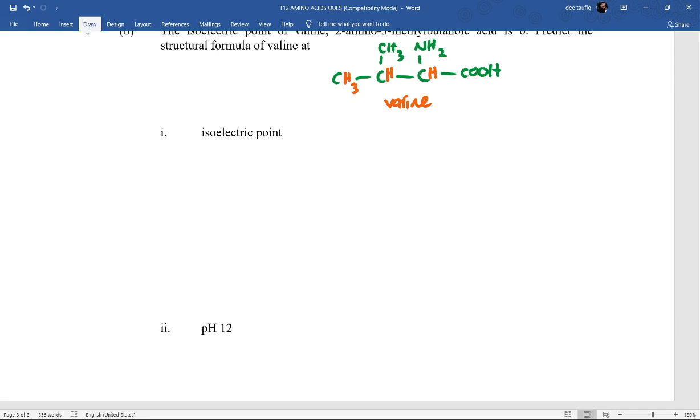Predict the structural formula of valine at number 1, isoelectric point. So kita akan ada plus and minus kat situ. So kita tulis balik. So CH3, CH, this one CH3, this one CH. Okay, the top one will be NH3 positive charge, and the COO will be COO minus lah. Right.